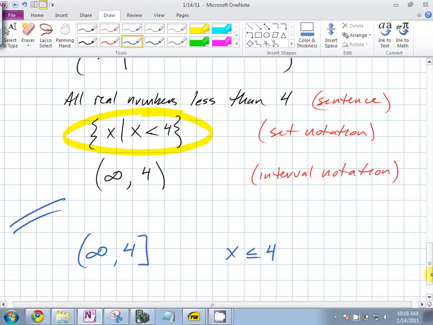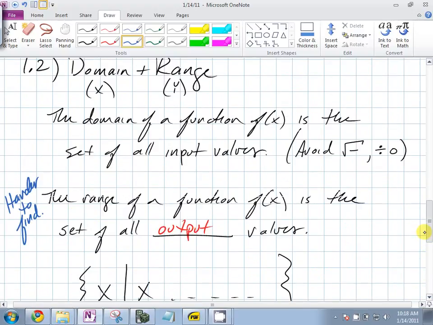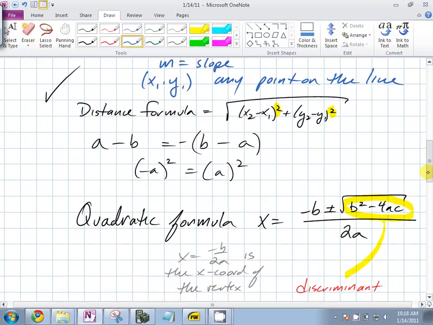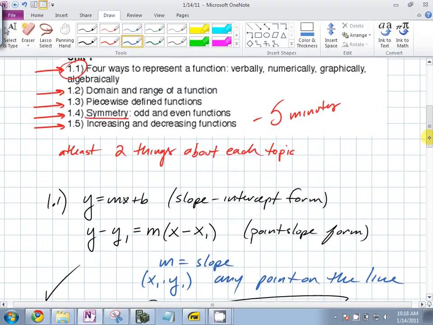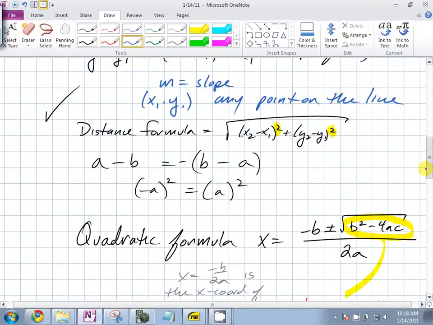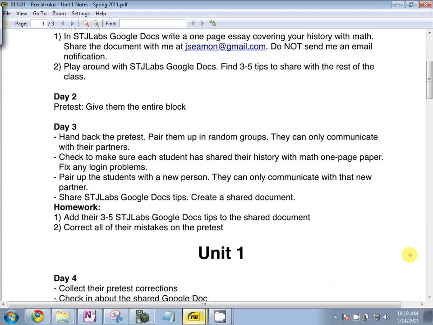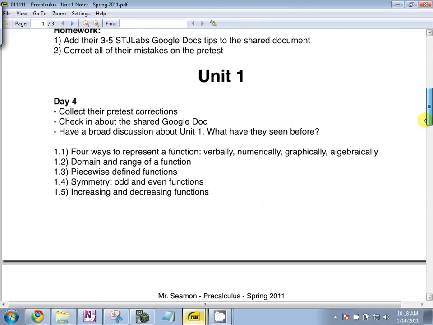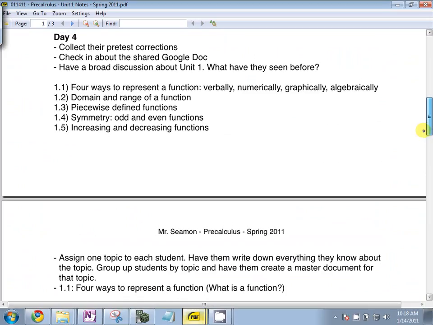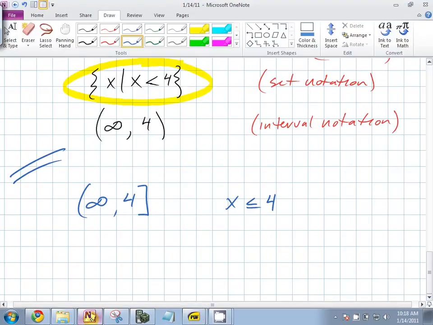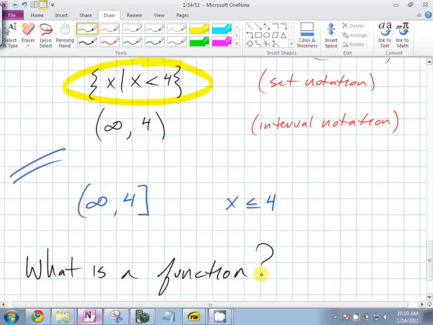So, would it be safe to say you guys know a pretty good amount about these first two? Yeah. We're still going to talk about them. So let's talk about these things. On Unit 1, we have 4 ways to represent a function. The question is, what is a function? Simple question, right? Or it might be simple. You've all dealt with functions, right?